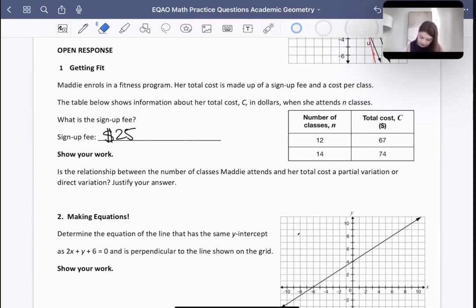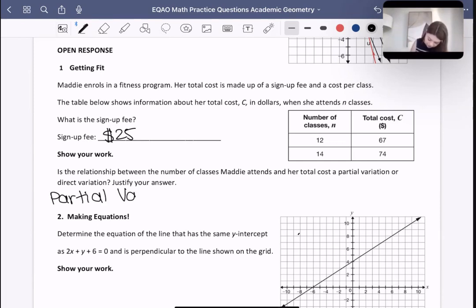Then it asks, is the relationship between the number of classes Maddie attends and her total cost a partial variation or a direct variation? Justify your answer. So a reminder that a partial variation is where we do have an initial sign-up fee of some value, right? We do have some sort of initial cost. So even if we take 0 classes, we still have to pay something. And that is the case here. So I would say partial variation.